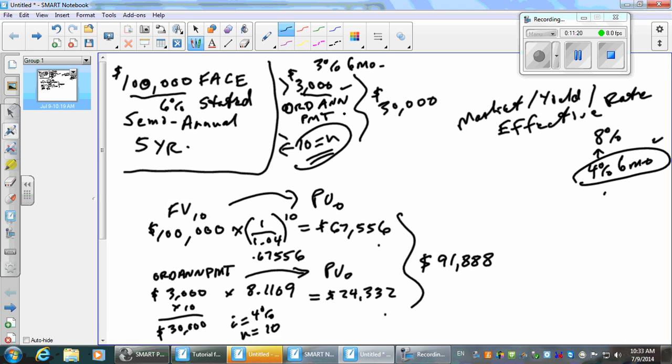Why is it less than the 100,000 face amount that's going to be paid? Because you're paying more interest. If I borrow, I'm going to pay 30,000 of interest in interest payments, plus at the end I'm going to give them 100 when I only borrowed 92. That's an extra $8,000 of interest. Why? Because 8% is more than 6. That's it. So then what we're going to do is have to account for this over its life, okay?